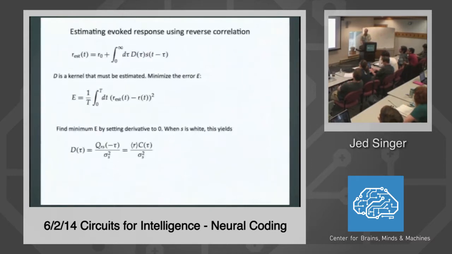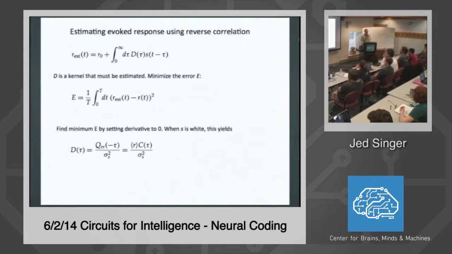In order to estimate it, we're going to minimize the error. In other words, we're going to minimize the difference between our estimate and the actual firing rate. And in order to minimize this, you can set the derivative of this to 0. And when your stimulus is white, in other words, when there's no temporal autocorrelation in your stimulus, solving that becomes fairly straightforward. And it turns out that your kernel D of tau is the spike-triggered average times the mean rate divided by the variance.